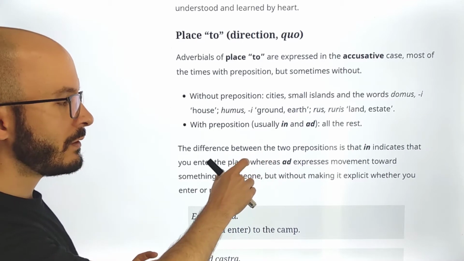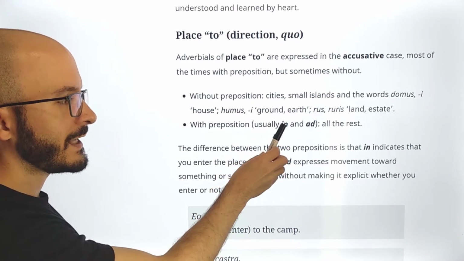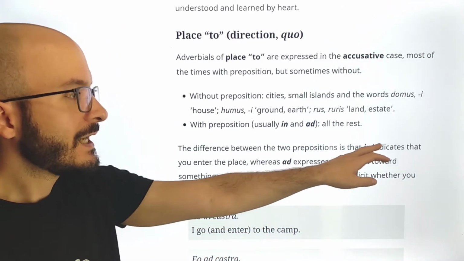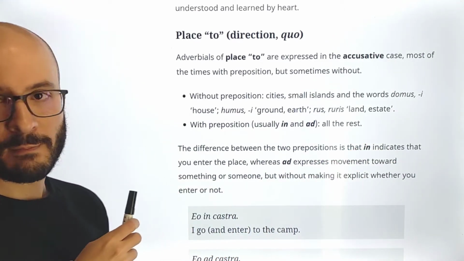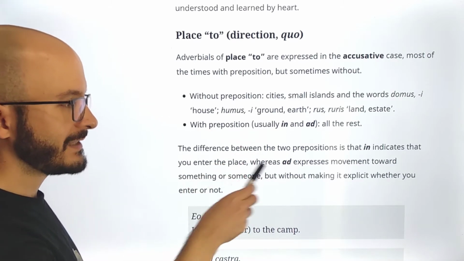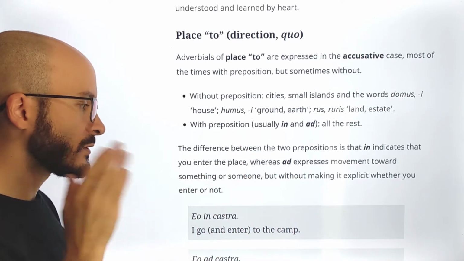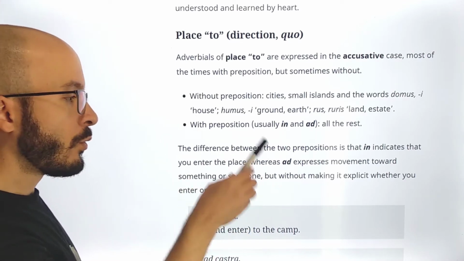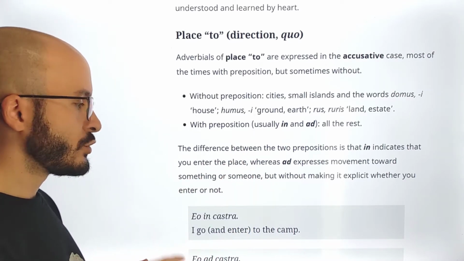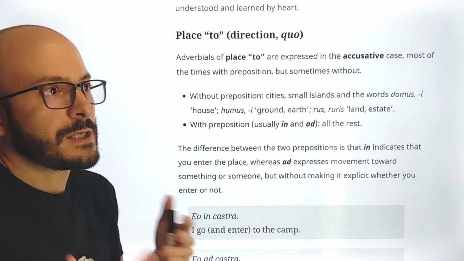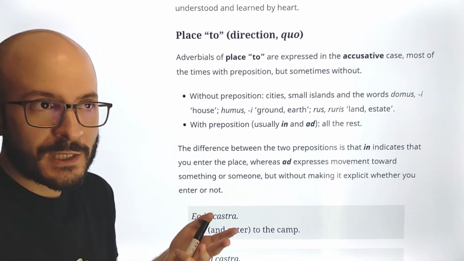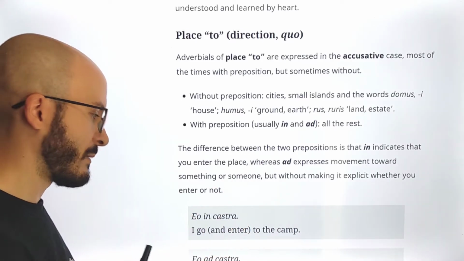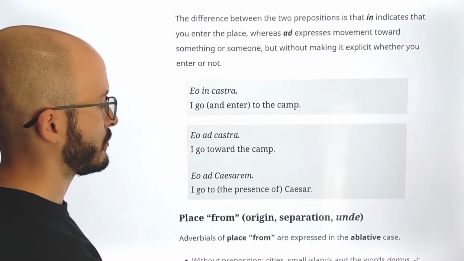Now, a small note on the difference between in and ad. The difference between the 2 prepositions is that in indicates that you enter the place, whereas ad expresses movement towards something, direction towards something or someone, but without making it explicit whether you enter or not, either because you just don't make it explicit, or because you cannot enter a person. We are going to see it now with examples.